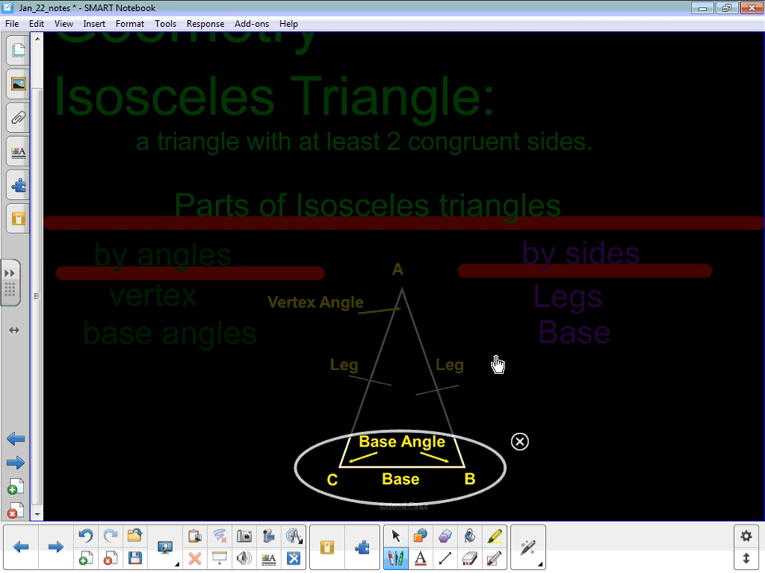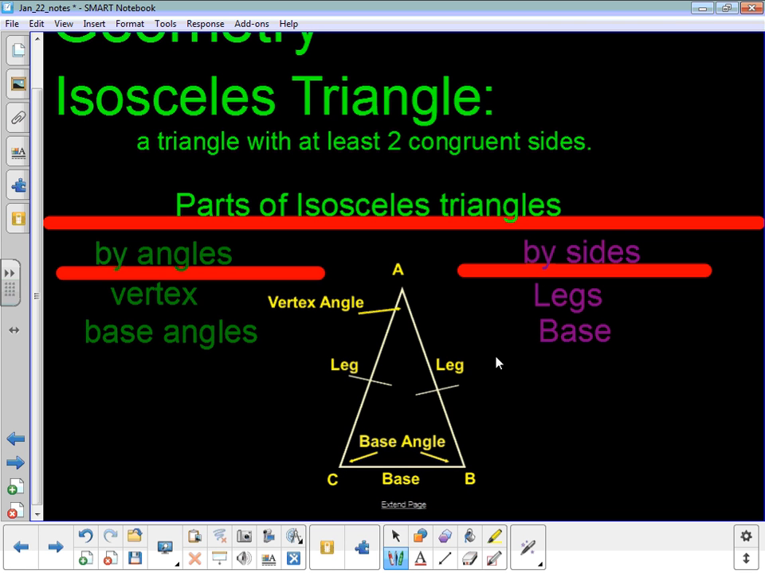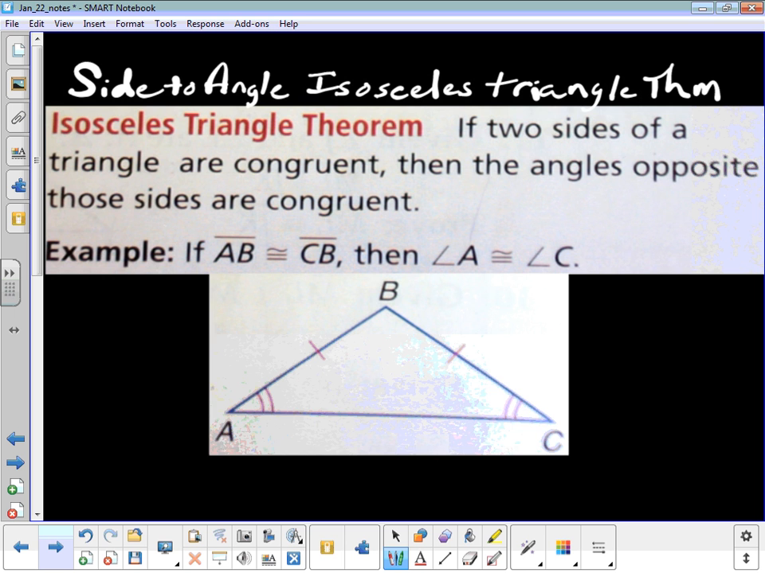So in our case here, angle A is the vertex angle. Angles B and C are the base angles. You need to know that terminology, because we get some theorems here. Our first theorem is referred to in our book as the isosceles triangle theorem. It tells us that if two sides of a triangle are congruent, then the angles opposite those sides are congruent. So in this triangle, side AB and side BC are congruent, which means angle A and angle C have to be the same measure as well.